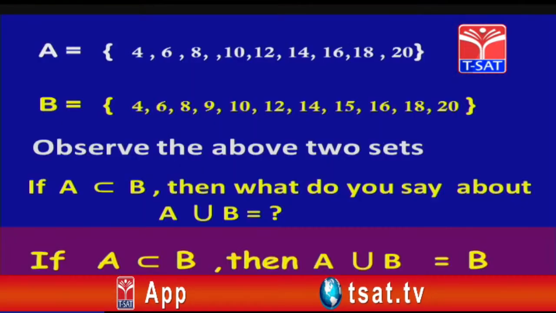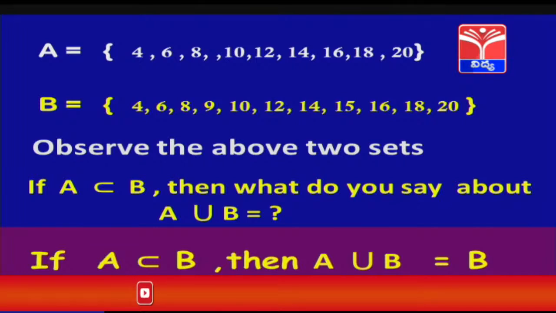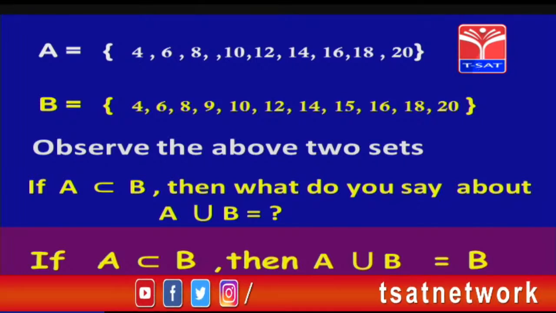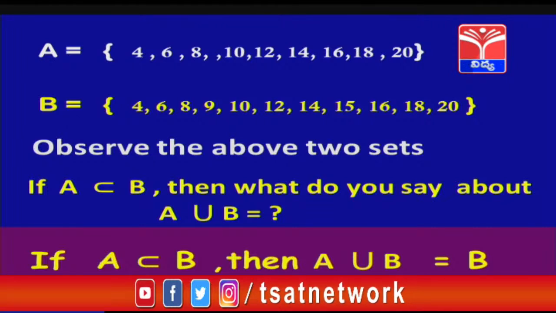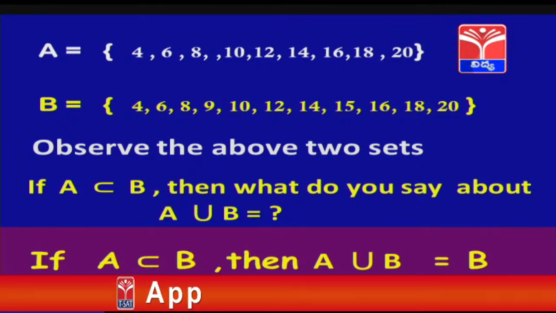Now, let us see. Observe these two sets. What are the two sets? A is the set {4, 6, 8, 10, 12, 14, 16, 18, 20}. B is the set {4, 6, 8, 9, 10, 12, 14, 15, 16, 18, 20}. These are the earlier sets we have discussed. Observe the above two sets.